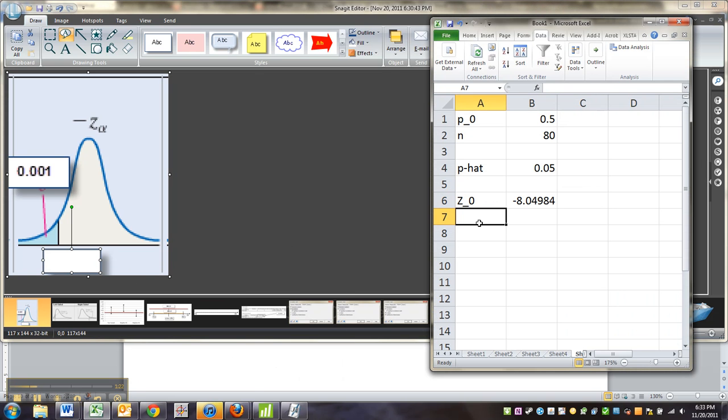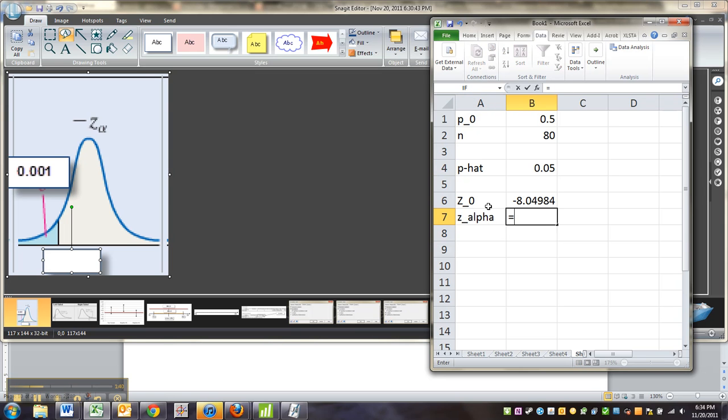Let's go back here. So negative z alpha. Oops, I don't want an equal sign in there. All right, z alpha. You're just going to have to deal with that because it doesn't like the negative thing.